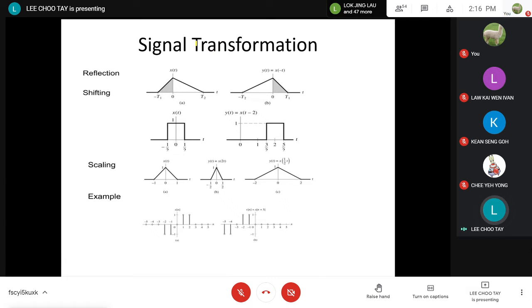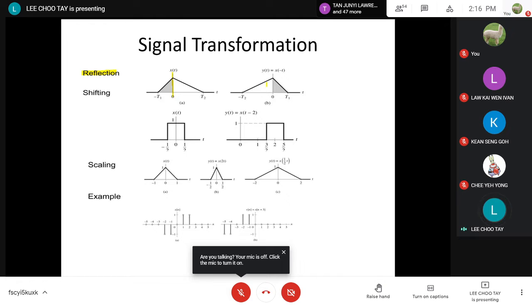All right, so the next one we want to look at is the transformation that we usually perform on signals. The first one is reflection. Reflection means we reflect the signal along the vertical axis, as in this example. We kind of flip it. Another way to put it is to flip. So the positive becomes negative, the negative becomes positive.